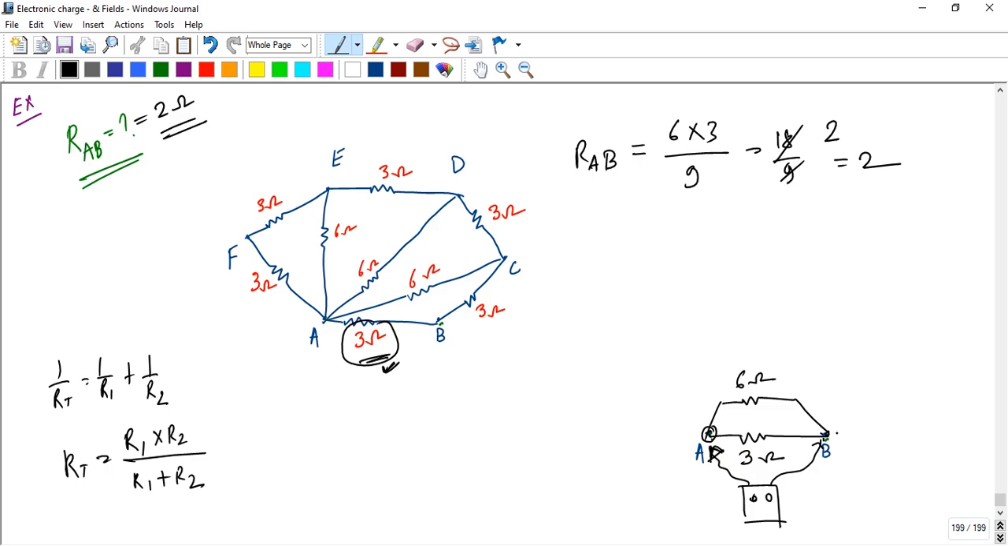Okay, and this numerical is collected from the H.C. Verma book. That's a very great book. If you want to solve, there are a huge number of numericals. If you want to solve those numericals, use the H.C. Verma book. Okay.